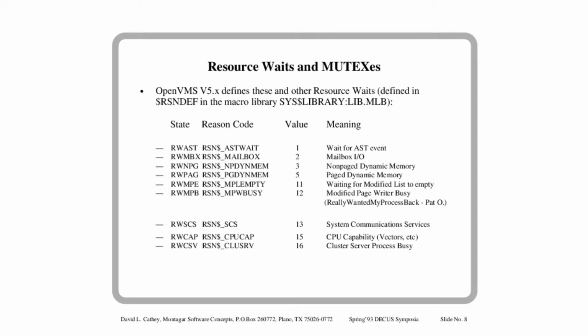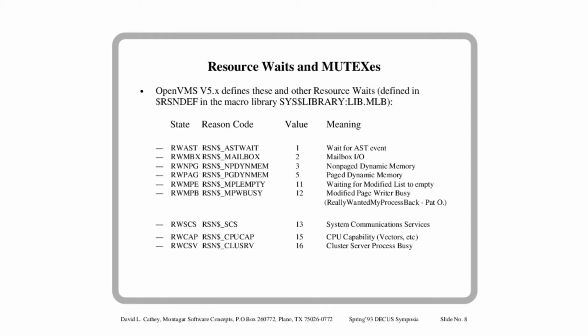Other ones you'll see is RWMBX for resource wait for mailbox. Typically means that a mailbox is full. If you do have this, there's ways to get around this. When you declare the mailbox, you may want to increase the mailbox buffer quota and max message count. This can allow you to put more messages and larger messages into the mailbox without getting a RWMBX state.